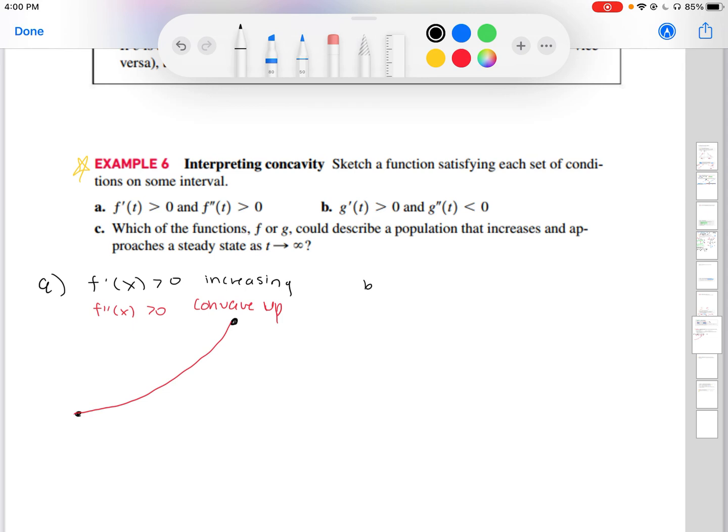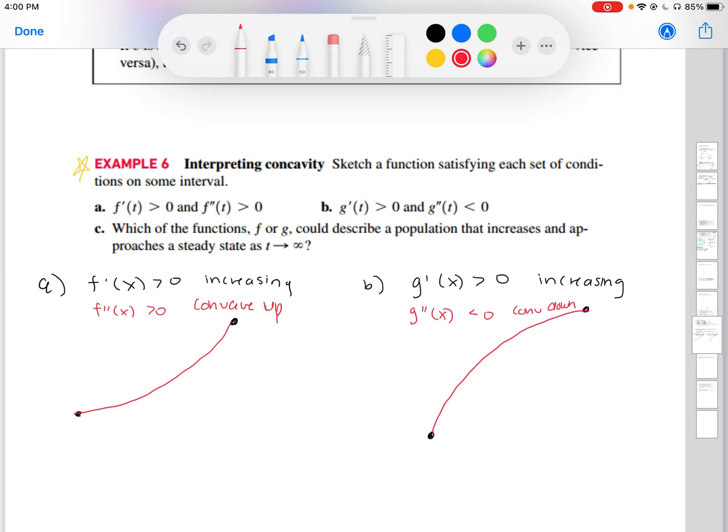Now for B, we have our function is increasing, since our first derivative is greater than 0. So it goes from a lower point to a higher point. But our double derivative, second derivative, is less than 0. So it means it's concave down. So it would be like an upside down spoon. So that is our A and our B.